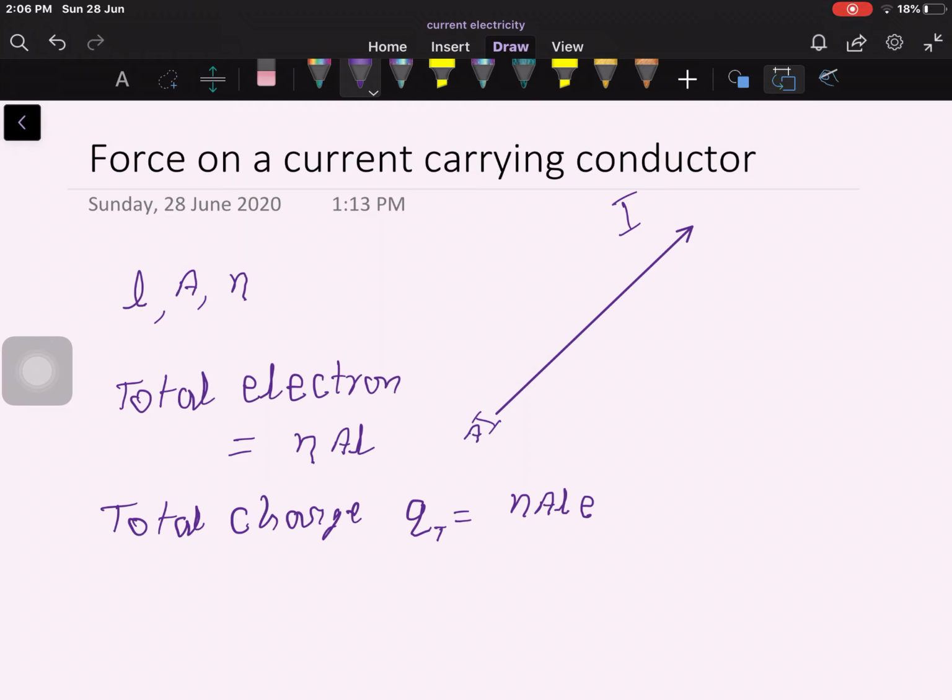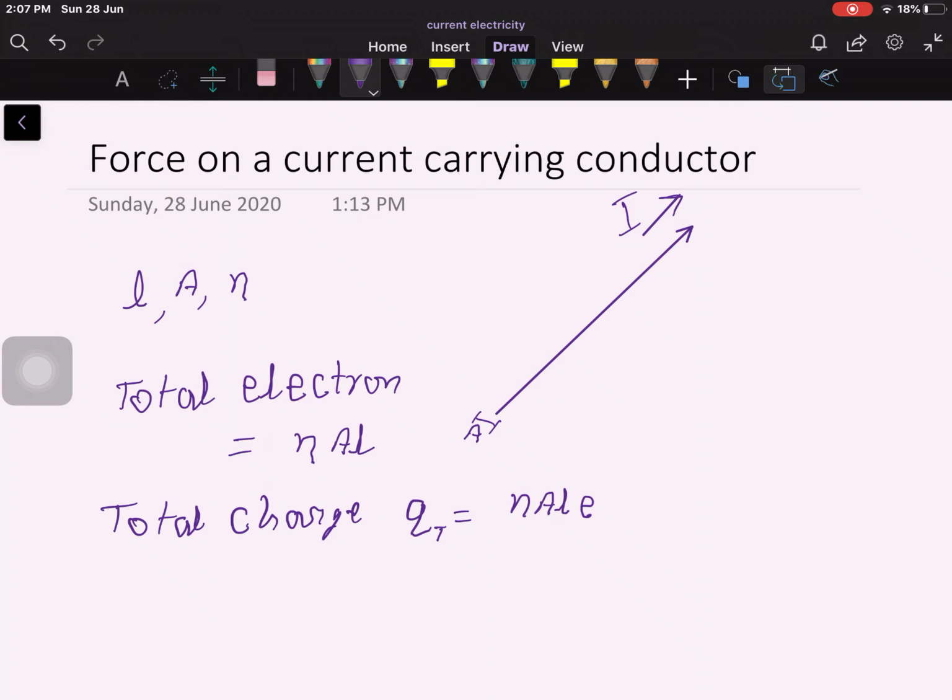Here we are taking an electron. If some charge other than an electron is there, then accordingly we should replace this small e with q, that is the charge of that body. So that is the total charge, and this total charge is contributing to the flow of current, that we must remember.